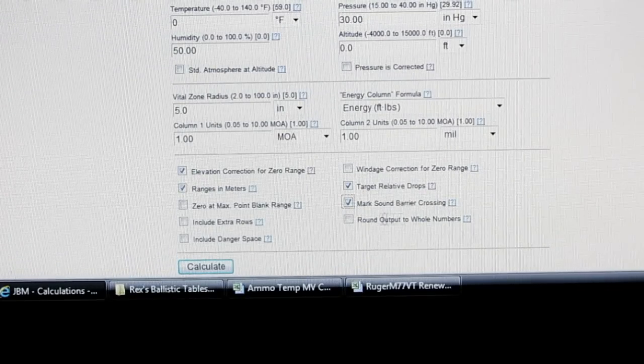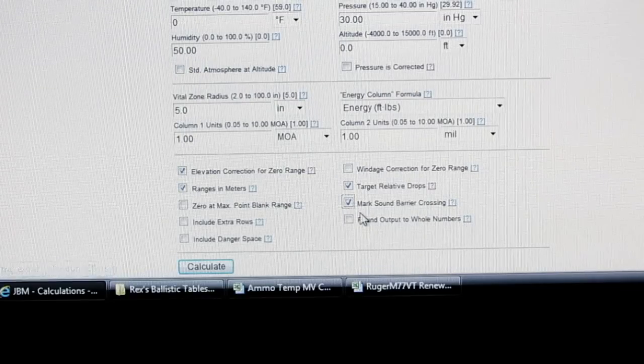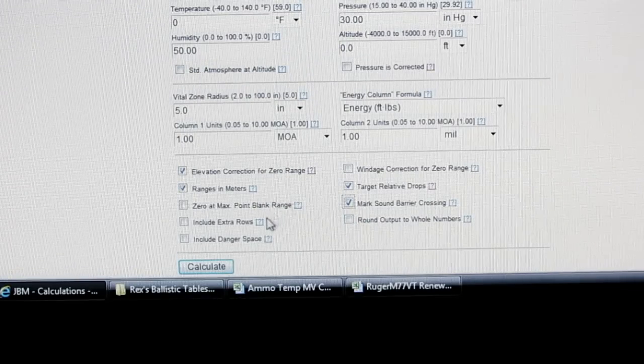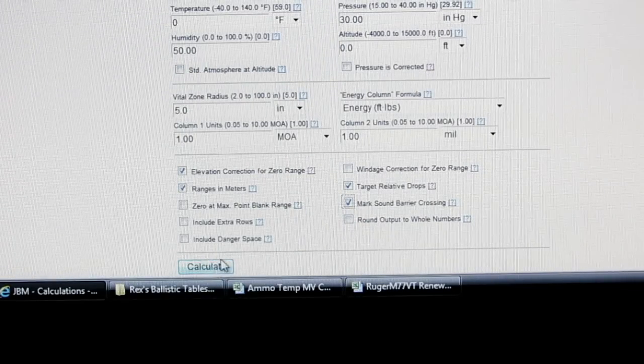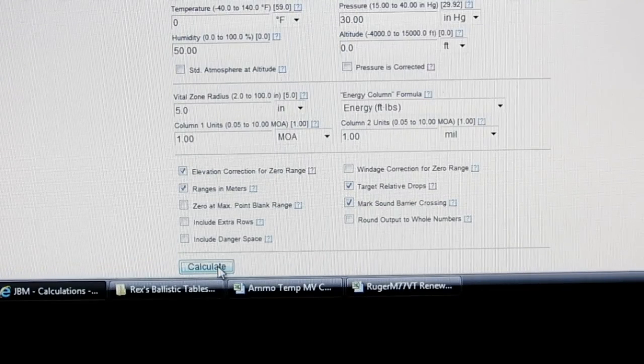And then, okay, round output to whole numbers. We're going to just leave it in decimal form. When you're all done with that, you can hit the calculate button. So let's go ahead and calculate.